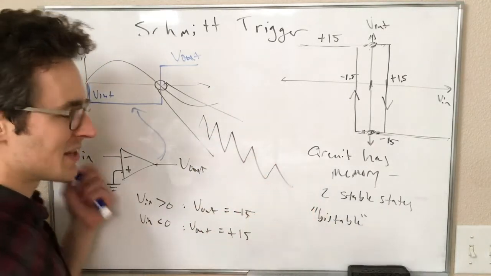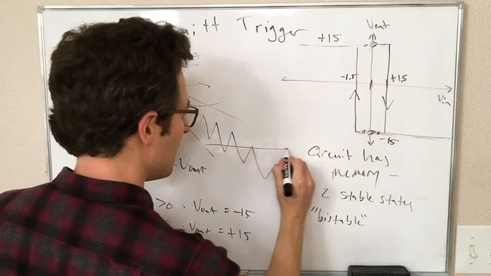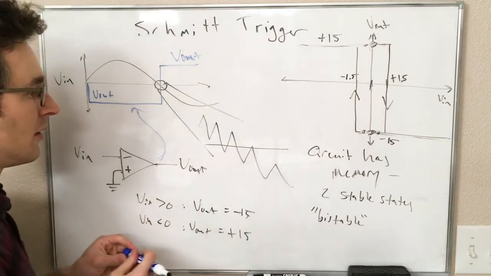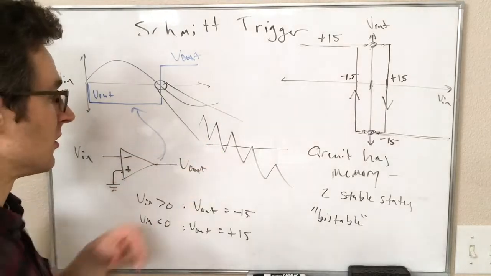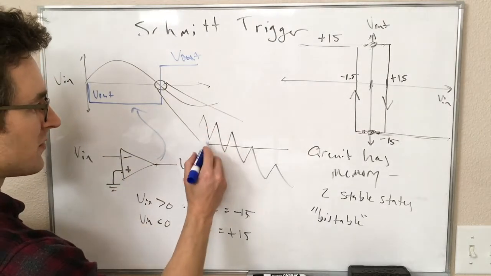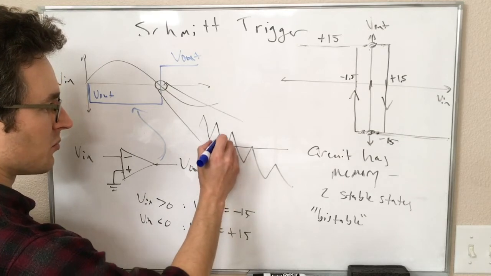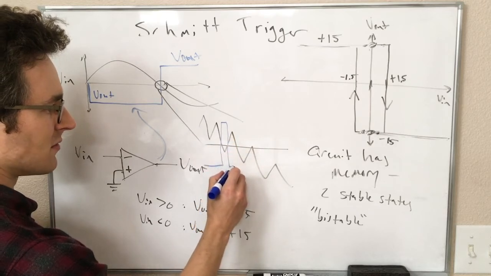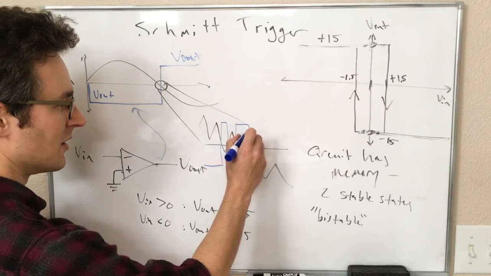There's no reason it has to be zigzag. That's just what I've drawn. So if this is the 0 we're comparing it to, the real output that our perfect comparator would give us for this noisy signal would look like this. Here we're above 0, so this is going to be minus 15. Here we dip below 0, so now it goes to positive 15. Here it goes above 0 again, so we're down to minus 15. Here it goes below 0 again, so now we're up to positive 15.